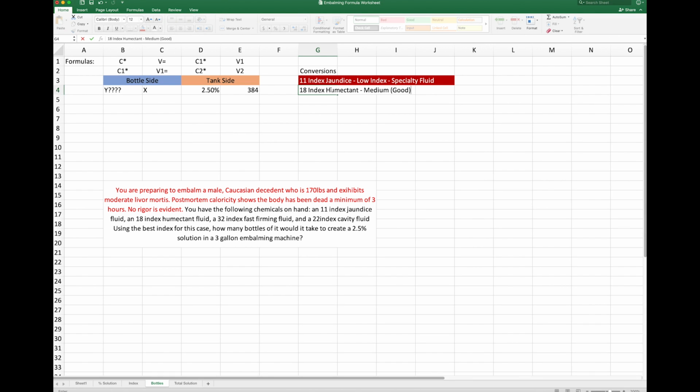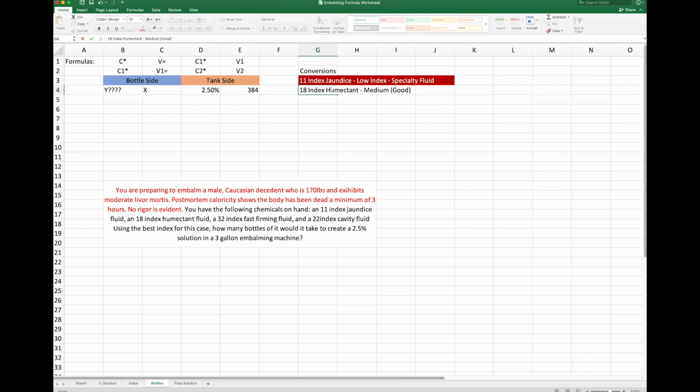Postmortem caloricity shows the body's been dead a minimum of 3 hours. No rigor is evident. So we do know that there has been a relatively short time period between point of death and this moment, and there's no rigor. Well, the next question might, what if we're past the point of rigor? We have primary flaccidity, we have the point of rigor, and then we have secondary flaccidity.